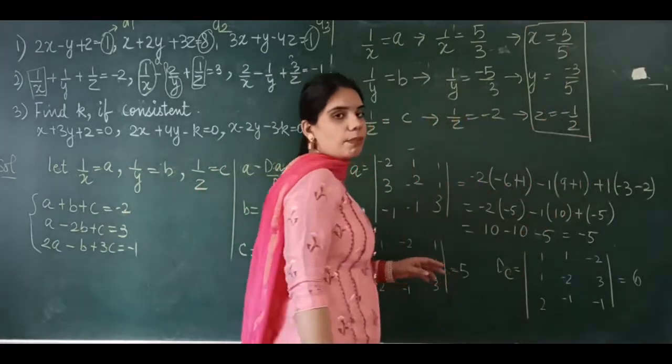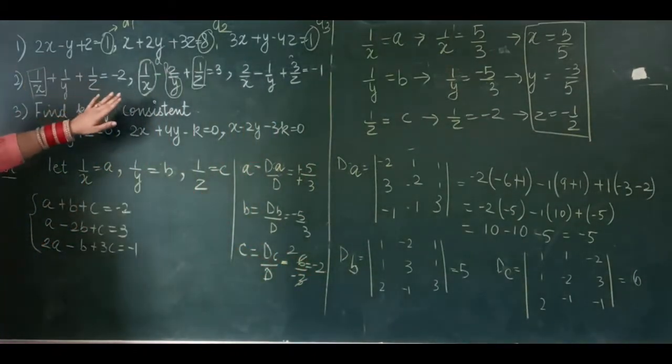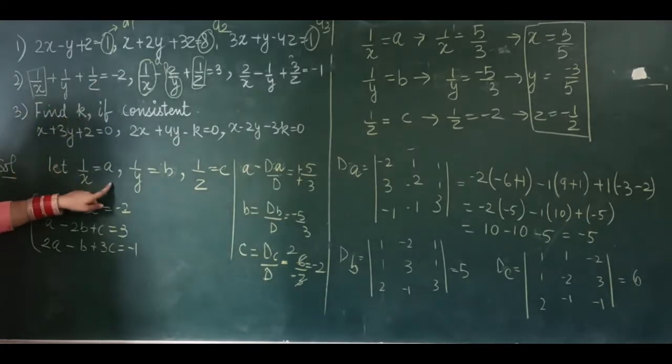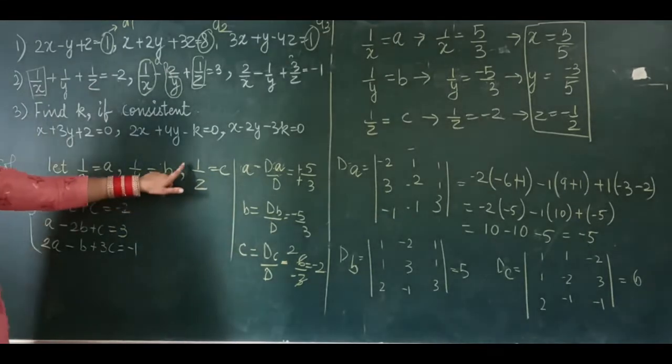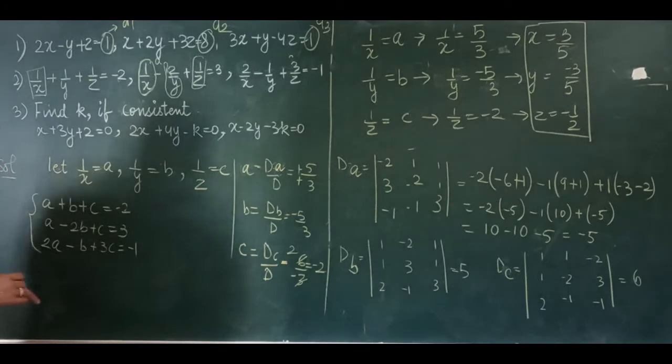It was a very simple question. Only if the variables are in reciprocal, or if they are in the denominator, we simply take 1 upon x equals a, 1 upon y equals b, 1 upon z equals c, and then we solve the rest of the question.